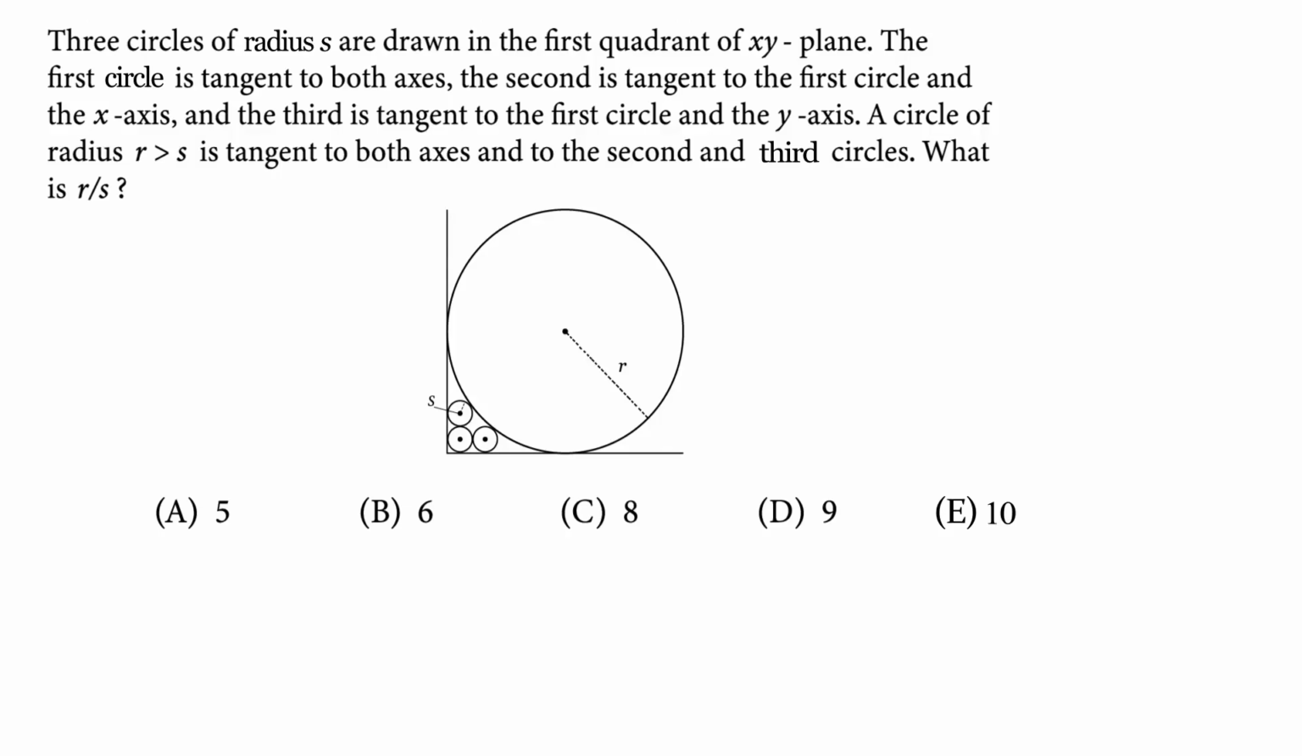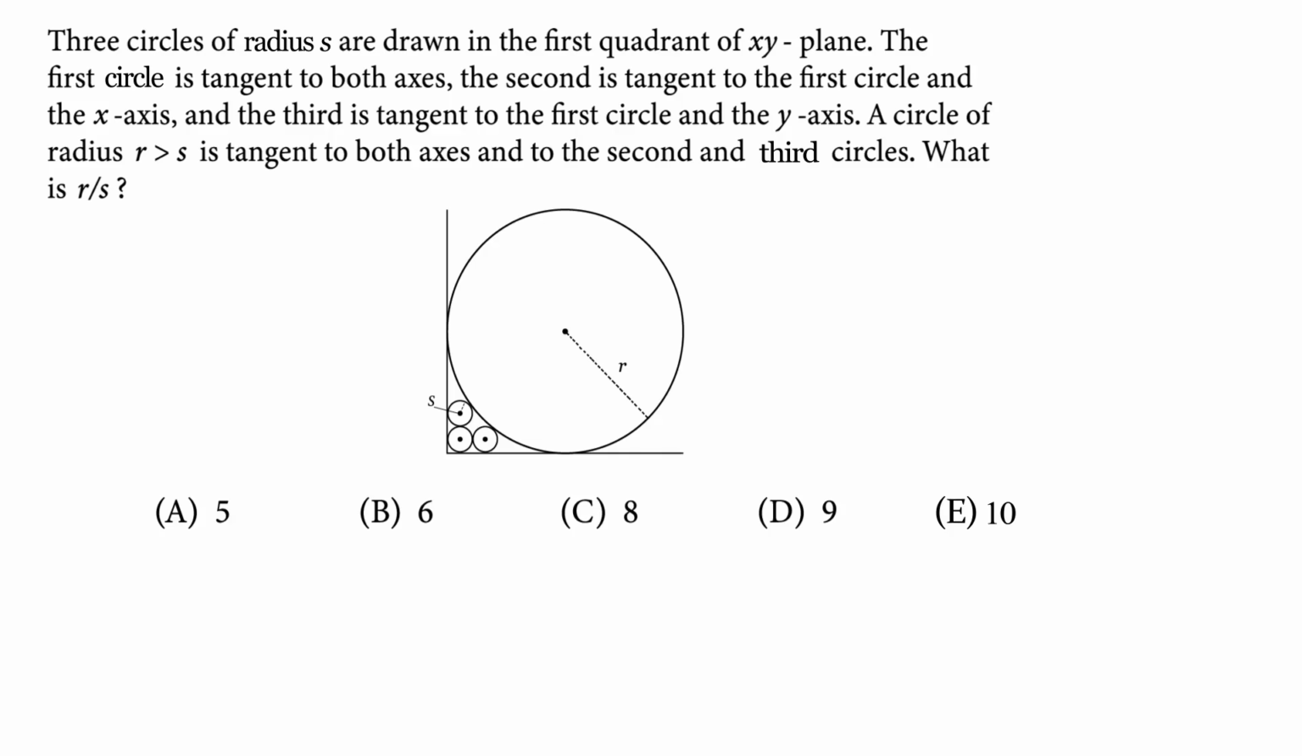Three circles of radius S are drawn in the first quadrant of the xy plane. The first circle is tangent to both axes. The second is tangent to the first circle on the y-axis. And the third is tangent to the first circle on the y-axis. A circle of radius r greater than S is tangent to both axes and to the second and third circles. What is r over S?